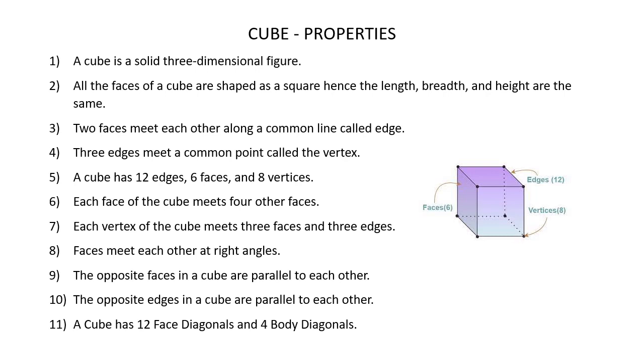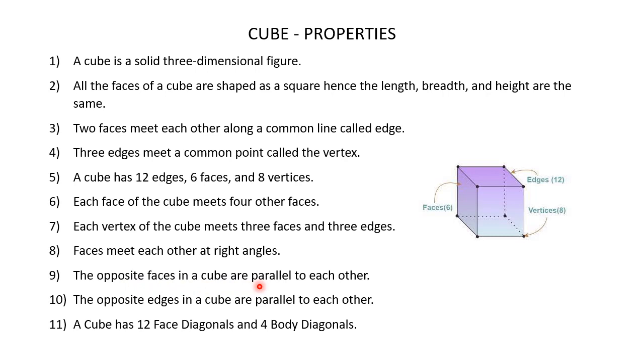Now each face of the cube meets 4 other faces. Supposing you consider this face of the cube, then you can see that it meets 4 other faces: this face, the side face, and the back face. Now faces meet each other at right angles. As you can see here, this face and this face meet each other at right angles.